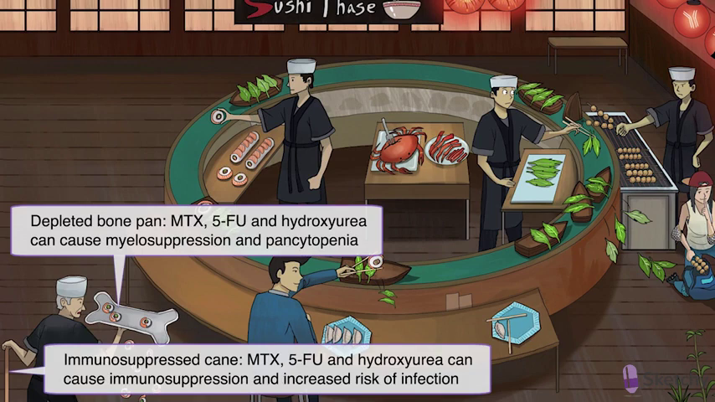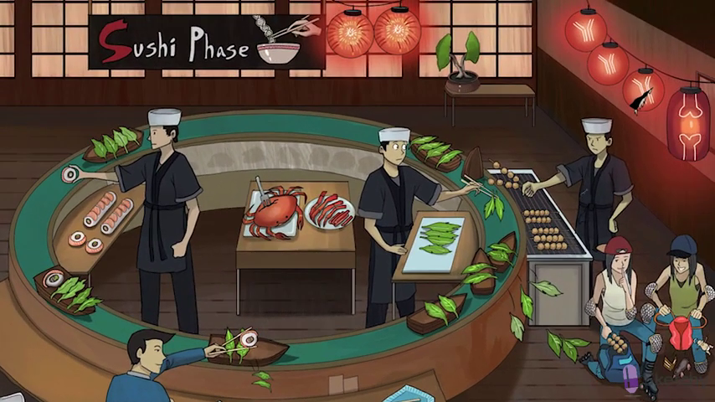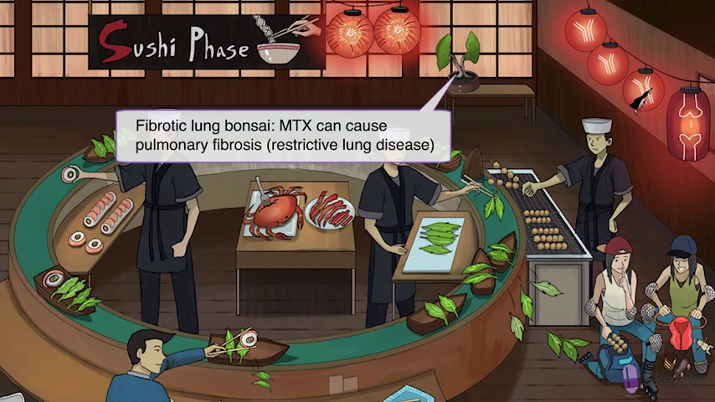Methotrexate can also cause pulmonary fibrosis. Notice that bonsai in the back there depicting a fibrotic, though meticulously cultivated pair of lungs. Pulmonary fibrosis presents with gradual onset dyspnea, first with exertion and then progressing to symptoms at rest. PFTs will show a restrictive pattern of lung involvement, kind of like the restricted growth of this bonsai.